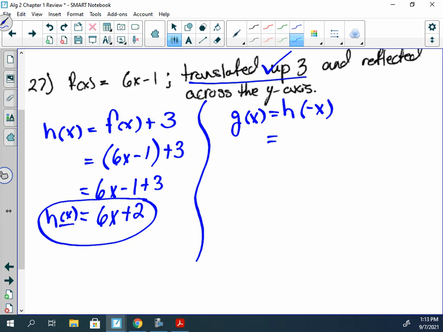Well, I have h of x here, yes? What do I have here? H of negative x. I've replaced x with negative x. That means everywhere in the function I need to replace x with negative x. So we'd have 6 parentheses negative x plus 2. Well, 6 times negative x is negative 6x plus 2.